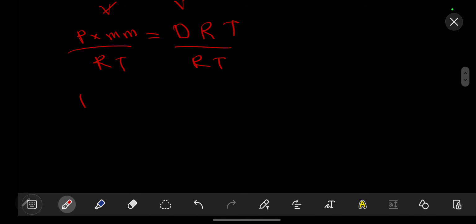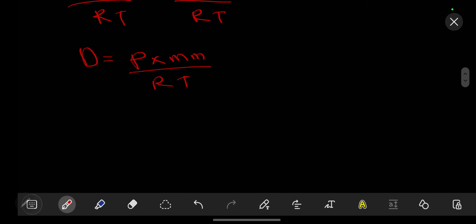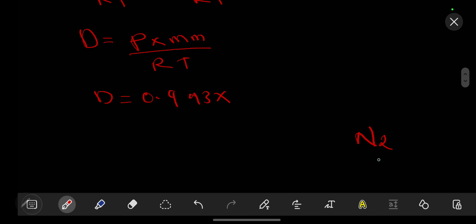So our density is equal to pressure times the molar mass over RT. We know that the density should now be equal to our pressure, which we found to be 0.993, times the molar mass. So what is the molar mass of nitrogen gas? Remember, nitrogen gas is diatomic, meaning it will exist like that as long as it's a gas. So the mass of nitrogen is 14, and we multiply by 2, so we have 28.